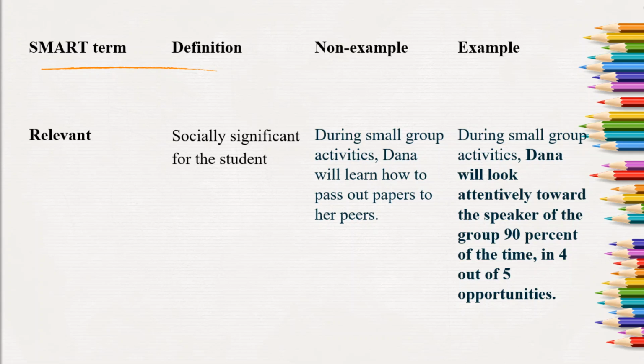So here's a non-example of a relevant goal. It says, during small group activities, Dana will learn how to pass out papers to her peers. While passing out papers can be a good goal, in this case maybe a better goal would be to focus on what Dana is actually doing in the group. Passing out papers might not be something that we write in an IEP. It could be a goal that we work on outside of it, but I think we want to get something bigger. So, for example, during small group activities, Dana will look attentively toward the speaker of the group 90% of the time in 4 out of 5 opportunities.